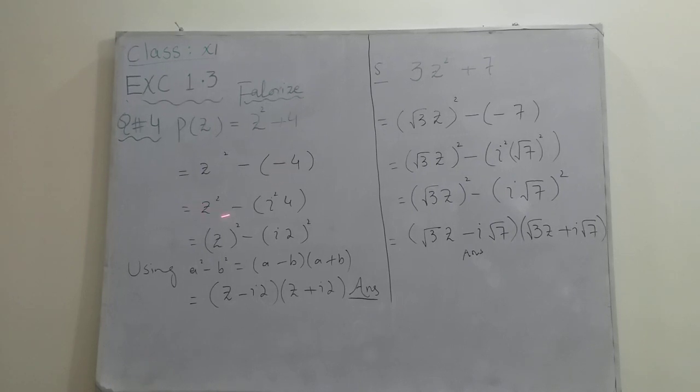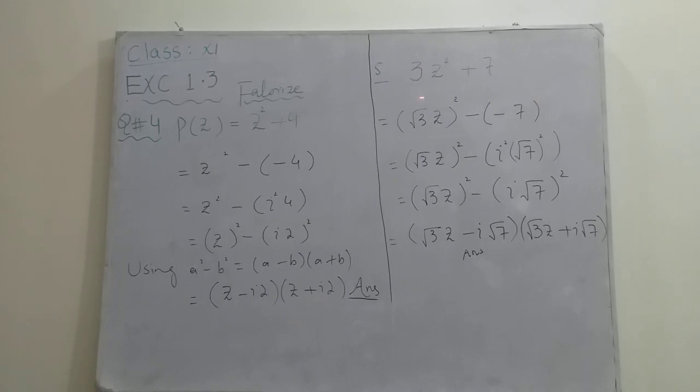Now these two values can be written in the form of whole square. How? We can write z square as z whole square, minus iota square 4 can be written as iota 2 whole square. Now using the formula a square minus b square equals a minus b into a plus b, where a is z and b is iota 2, it will become z minus iota 2 into z plus iota 2, which are linear factors. This is our required answer.